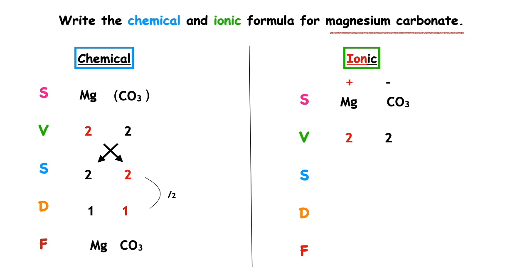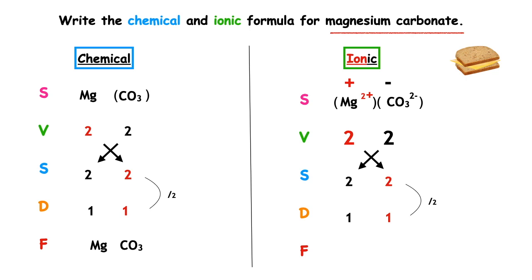The valency for magnesium is 2 and the charge is positive. That gives us a 2 positive ion, which we must keep in a bracket. The valency of the carbonate is 2 and the charge is negative, which means it's a 2 negative ion, and we must keep it in a bracket. We swap the valencies over.